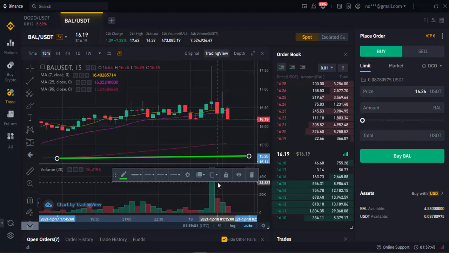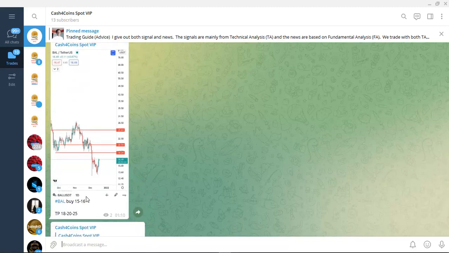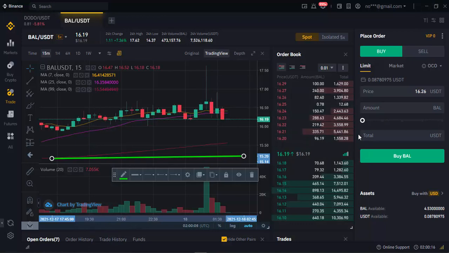Now looking at this as the sample, since we have bought at higher than $16, which is 16.26 USDT, we can set up a sell order to sell it when the price has reached 18 USDT. So how do we do that? Very simple. Since we have done that of buying, we can as well do that of selling.